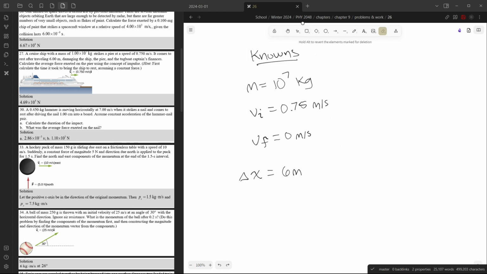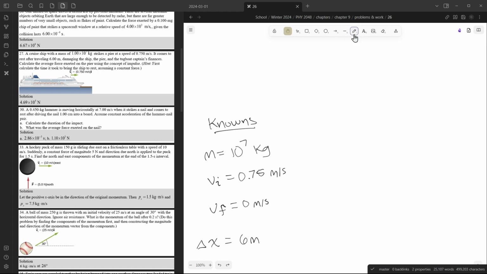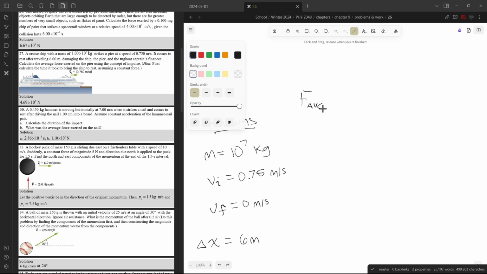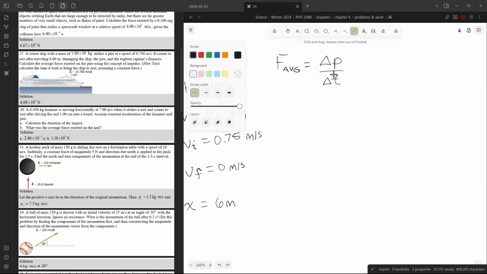Alright, so what equations can we use for this? We're talking about average force, so let's write that down. The average force when it comes to impulse equals delta p, the change in momentum, divided by the change in time. Because if we multiply both sides by delta t, we get the impulse, which is a vector, equals delta p. And this is always a vector as well. Only time is a scalar.